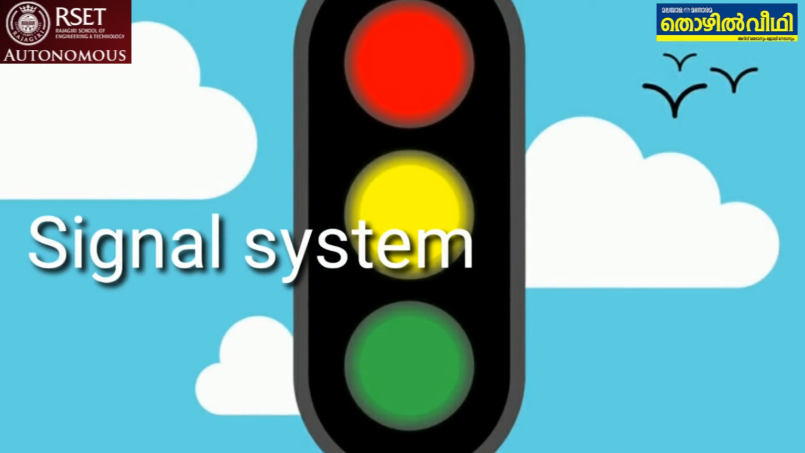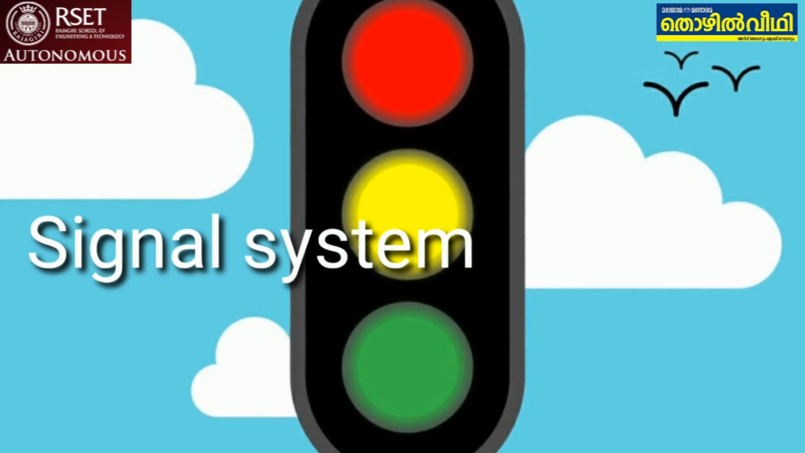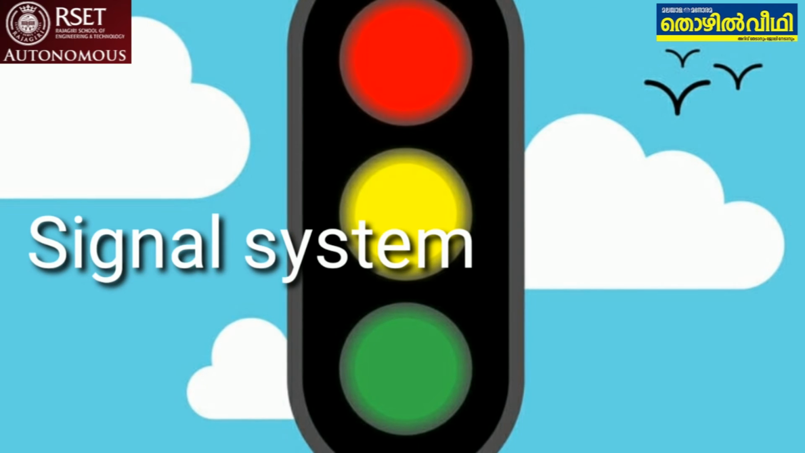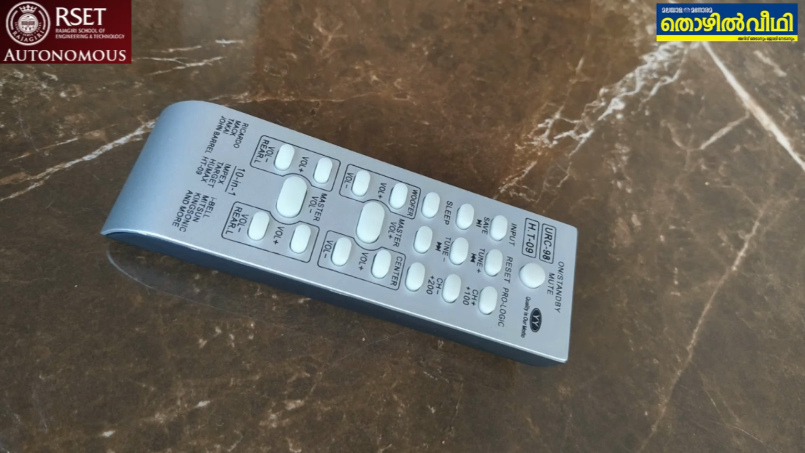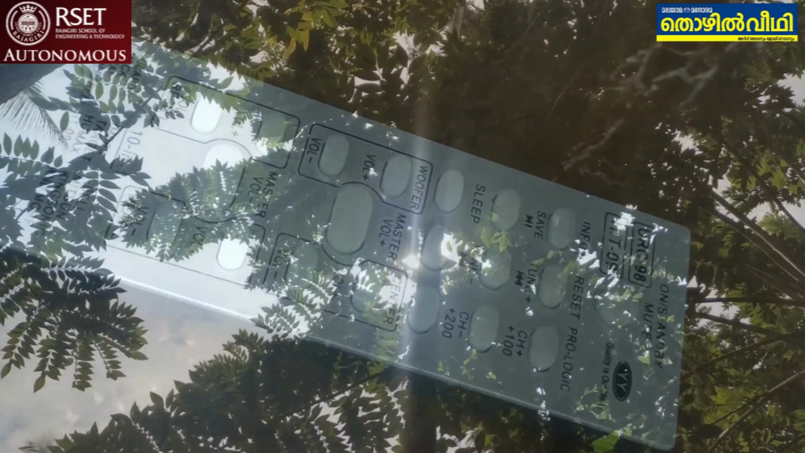Light is used in signal systems. Light is a crucial visible signal. We use light as traffic signals, navigation signals, etc. Even our TV remotes use infrared light rays to give the signal to the television.